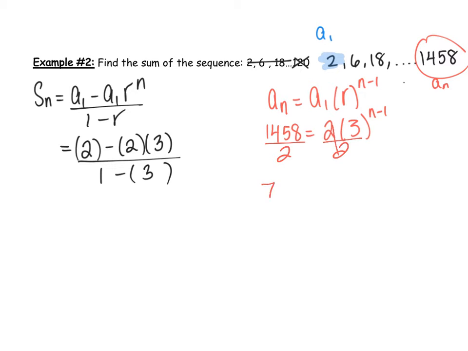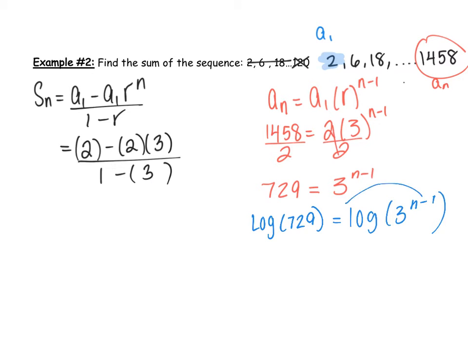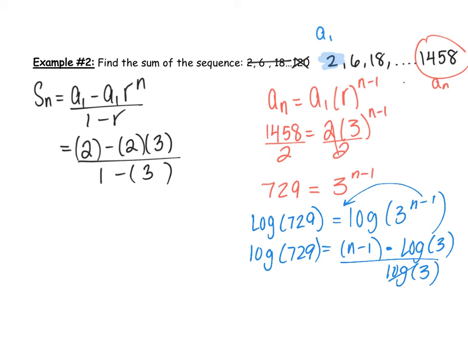And that gives us 729 is equal to 3 to the n minus 1. Now you can solve this using common bases, or you can log both sides. I think logging both sides may be easier. So we're going to log the 729, and we're going to log the 3 to the n minus 1. And we're not going to forget that we take a power and we drop it like it's hot. So n minus 1 times log of 3 and keep the log of 729 on the other side. To isolate the n, we're going to divide by log of 3.